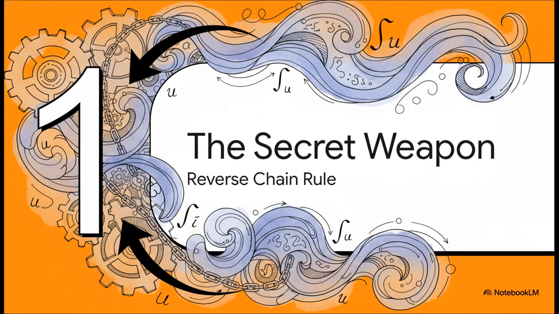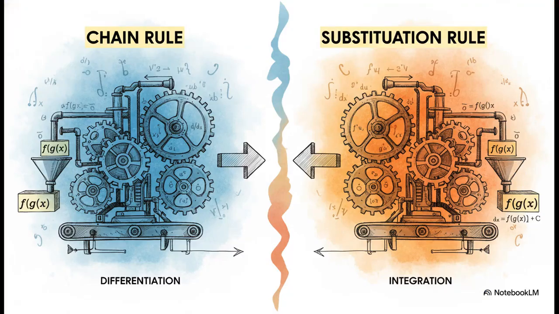Well, the secret? It all lies in thinking backwards. You already know the chain rule for taking derivatives of composite functions, functions that are tucked inside of other functions. Well, get this. The substitution rule is simply the chain rule, but in reverse. It's our secret weapon for integrating those exact same kinds of functions. And you can see that connection so clearly right here. On the left, we've got the good old chain rule for differentiation. And on the right, the substitution rule is its perfect mirror image for integration. We're literally just undoing the process.